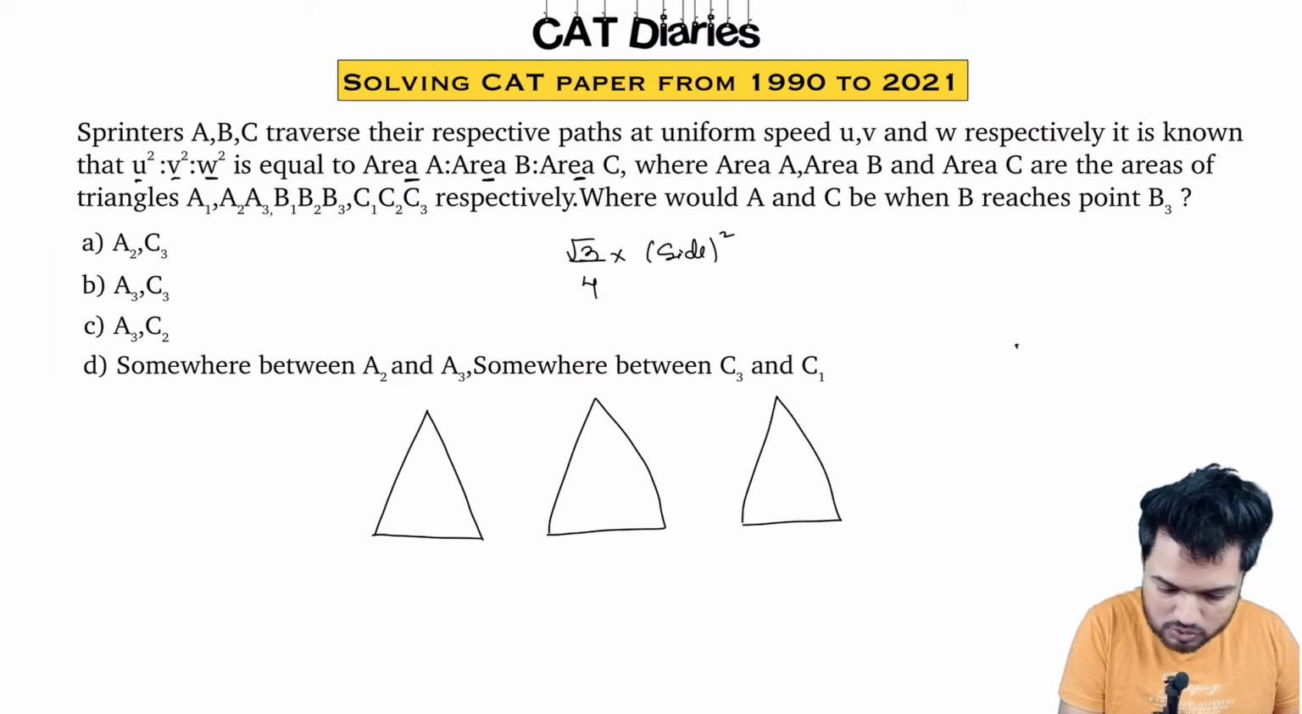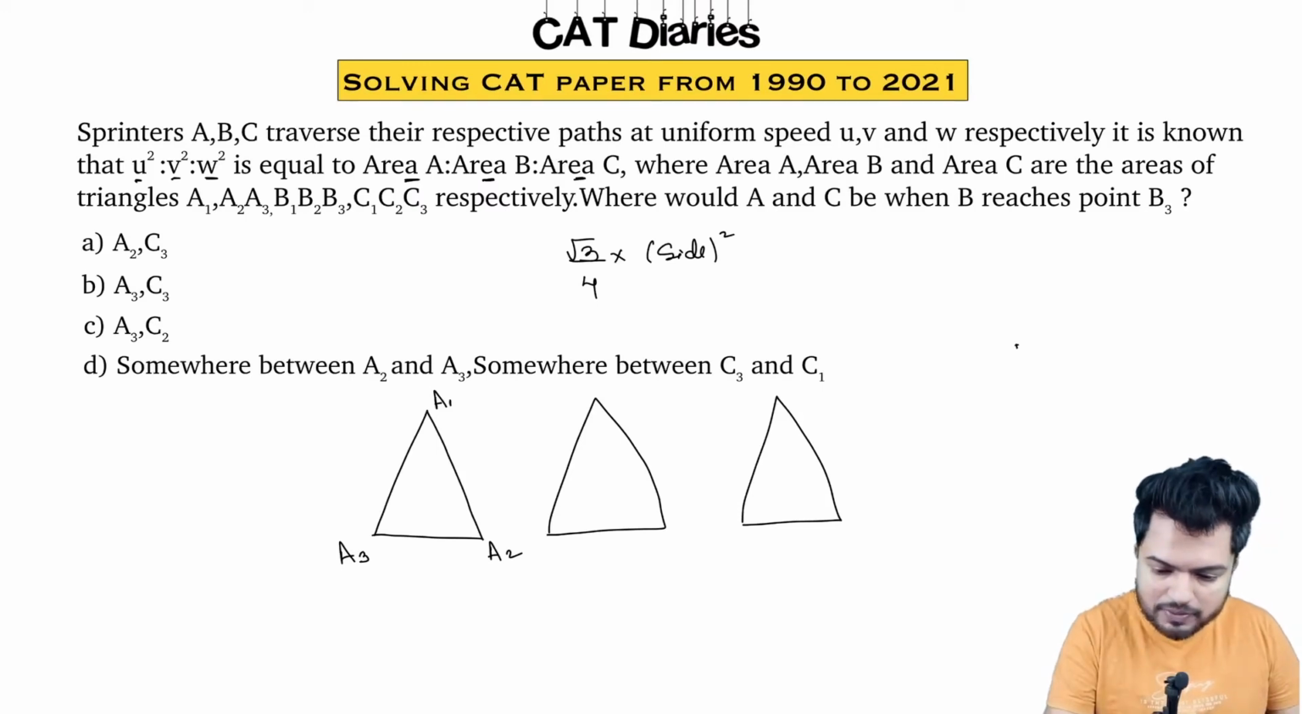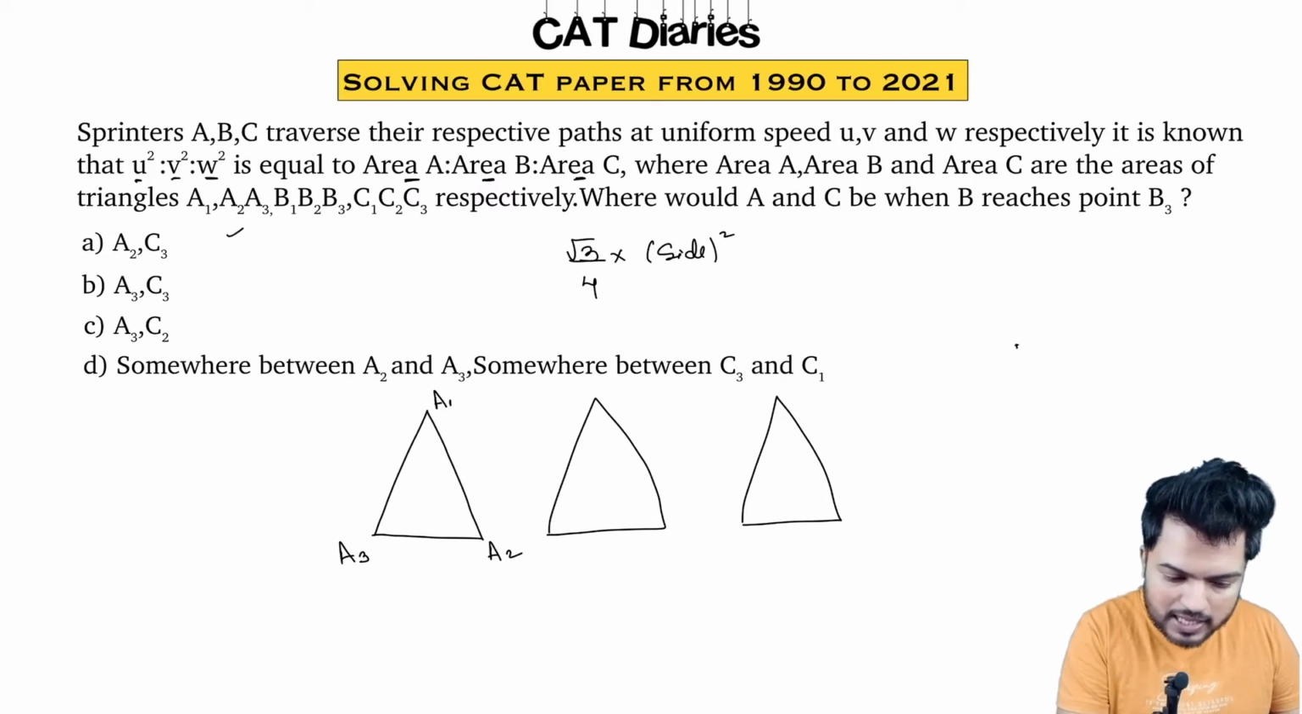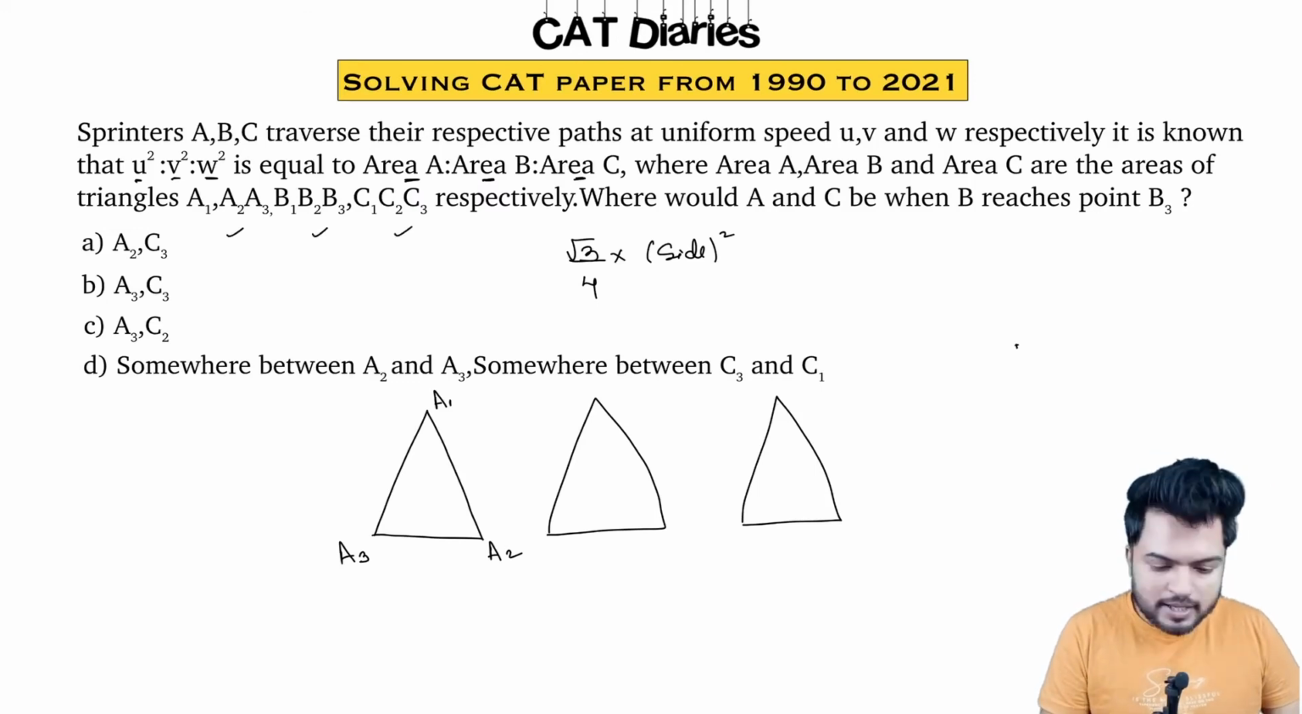So these are the points A1, A2, A3 of a triangle. See, it's given area A, area B, area C are areas of the triangle A1, A2, A3, B1, B2, B3, and C1, C2, C3 respectively. So what kind of triangle they would be? If their area is equal to ratio of some square, they would be equilateral triangles. Or else you cannot solve this problem. Or else there are so many possibilities to it. You have to take these triangles as equilateral triangles.